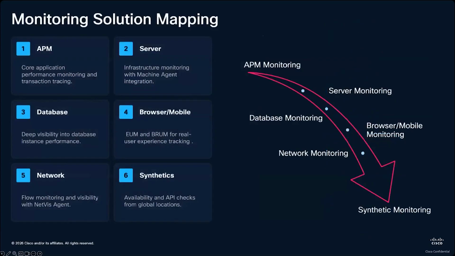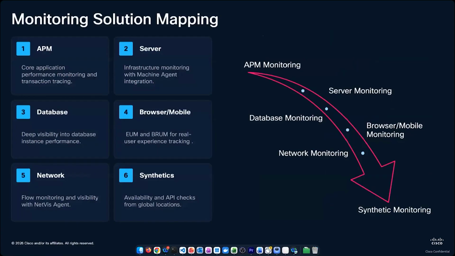So let's map your monitoring needs now with AppDynamics. Are you looking for basic application performance monitoring? Do you have a browser or a mobile app? Do you need to monitor end user performance or browser real user performance? Is synthetic monitoring required for availability or API checks? Do you want any server visibility on it? What about network flow with the network visibility agent? We can also do database instance monitoring. We can really tailor our solution to meet your need.